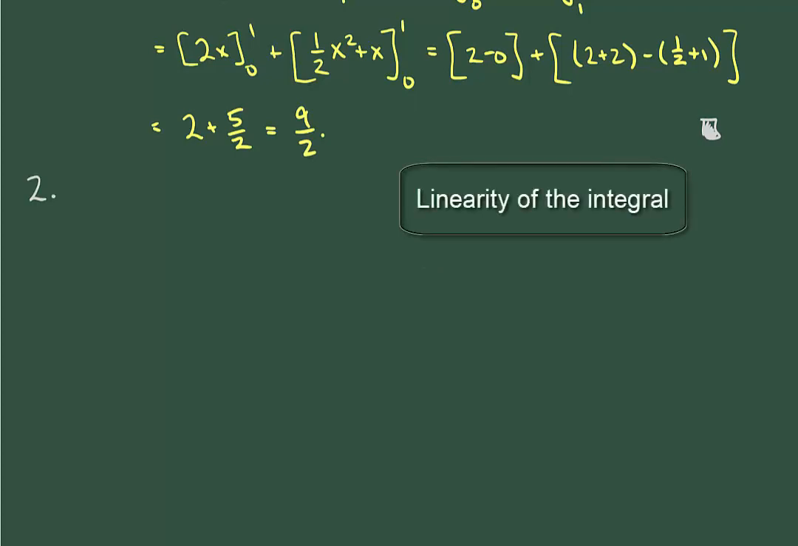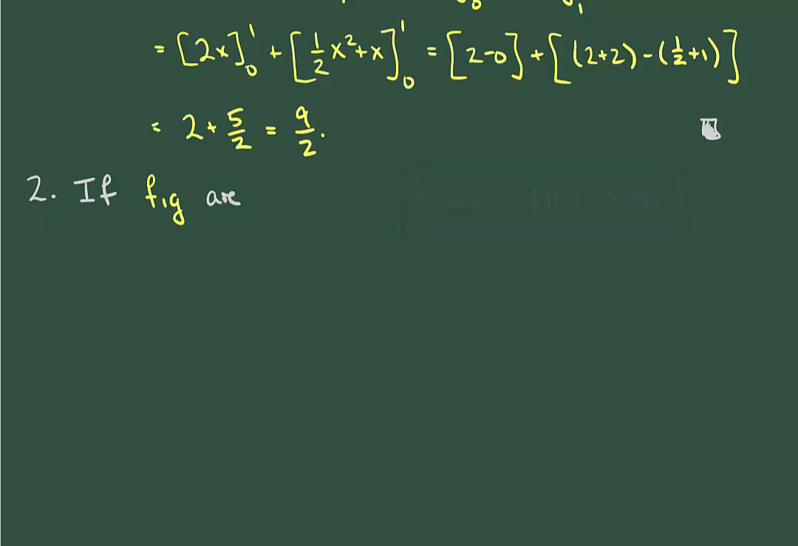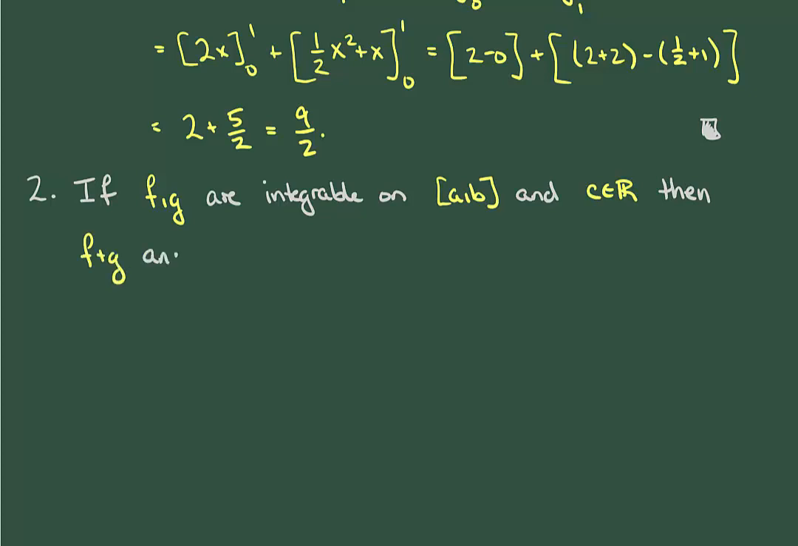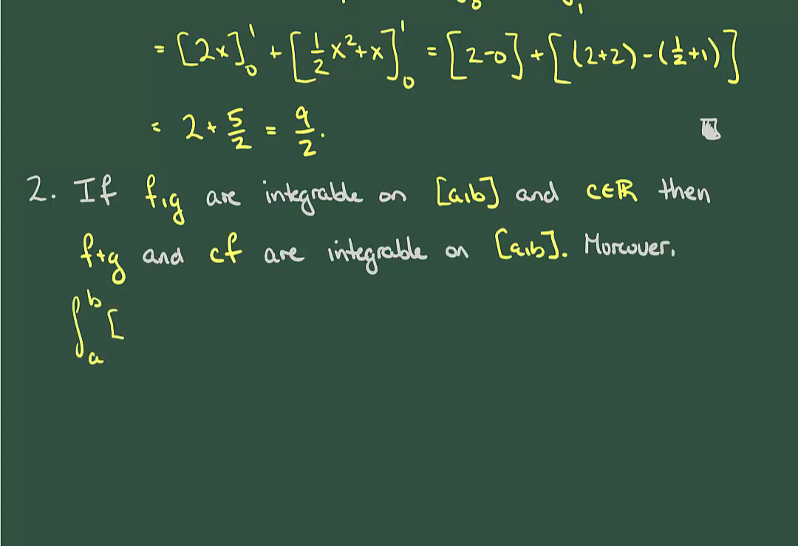The next property is linearity of the integral. If f and g are both integrable on the interval ab, and c is a real number, then both f plus g and c times f are integrable on ab, and we can evaluate these integrals in the usual way, or at least a way that we want to be true.